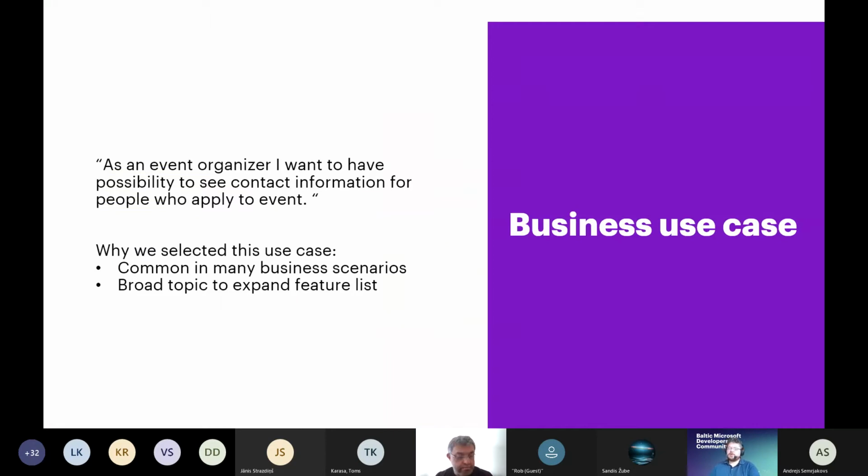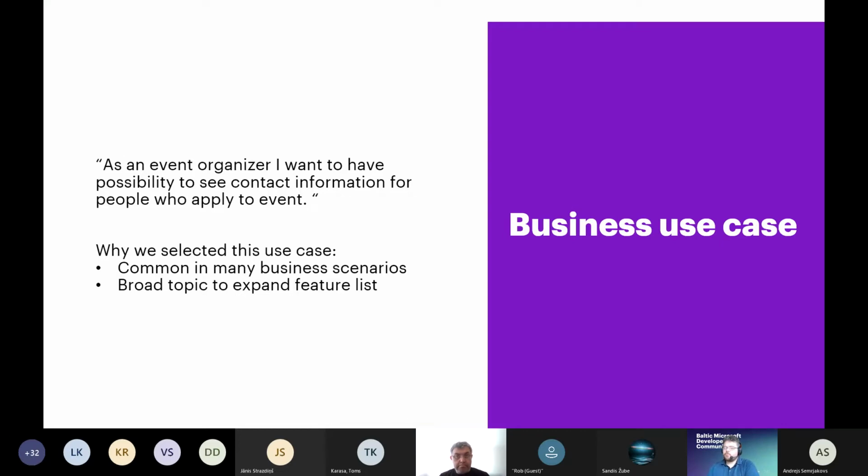So the business use case. As an event organizer, I want to see contact information for people who have applied to the event. Very relevant topic. An issue which I currently struggle with, because for me it means different websites, Excel with a list of people, and trying to manage all that to understand whom I need to message, who attended the event, who didn't attend the event. So that is the business problem at core, which our application will try to solve.